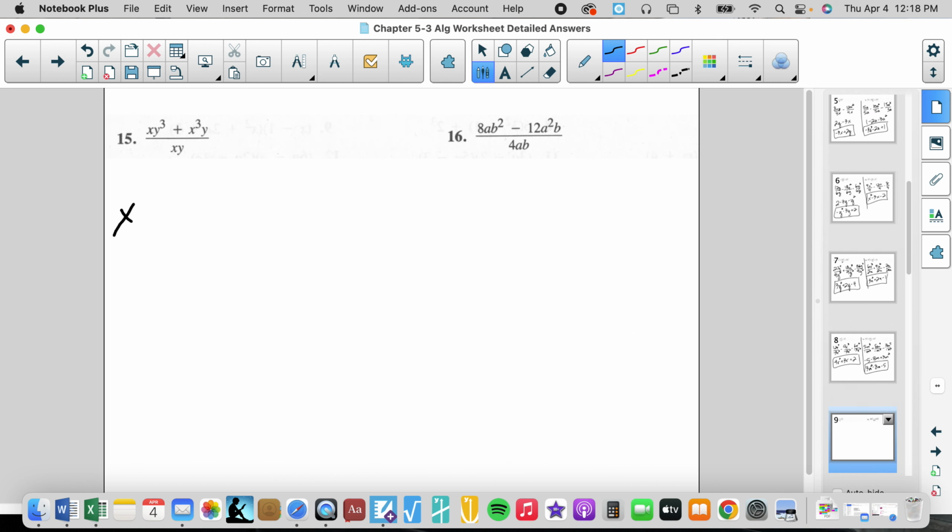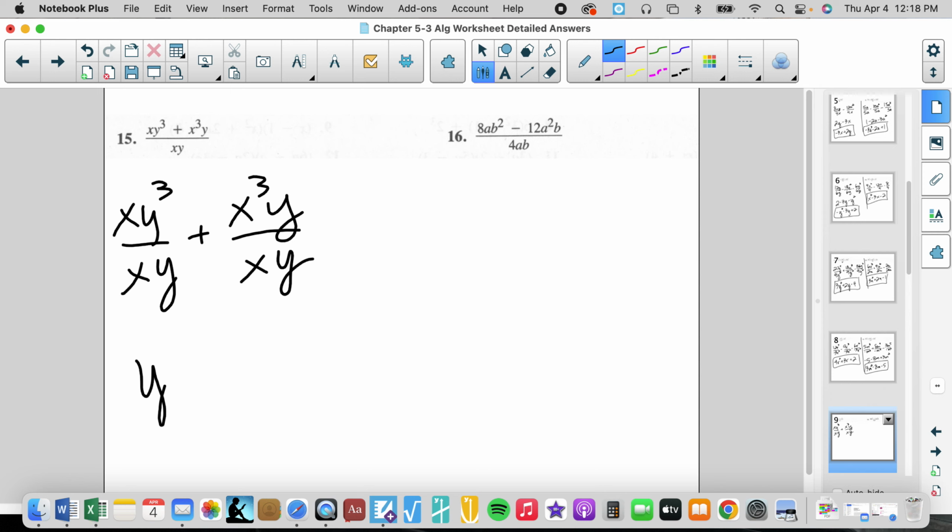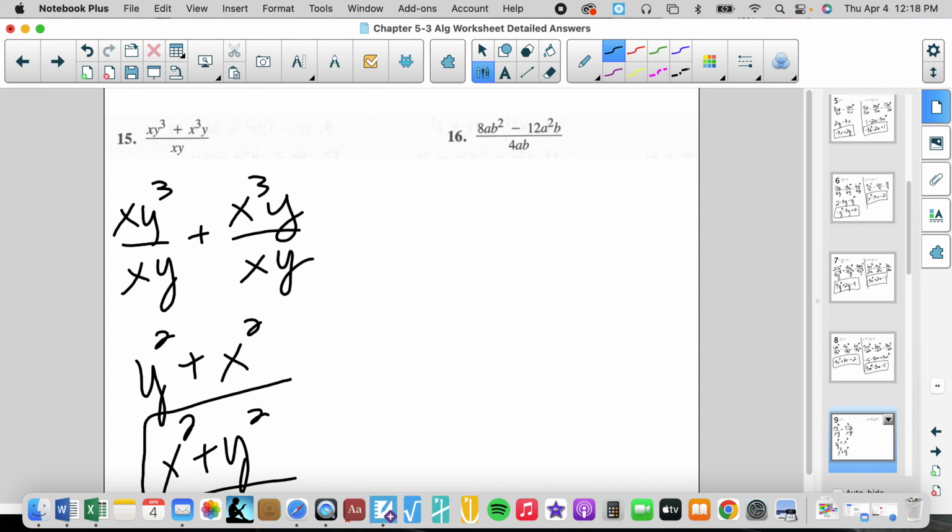Ooh, this is a good one. xy to the 3rd over xy plus x to the 3rd y over xy, not in standard form. X's cancel, we're left with y squared. X squared, y's cancel, so I'm going to write this as x squared, y squared, if I wanted it to be in standard form.